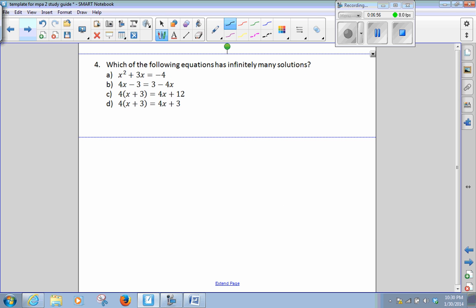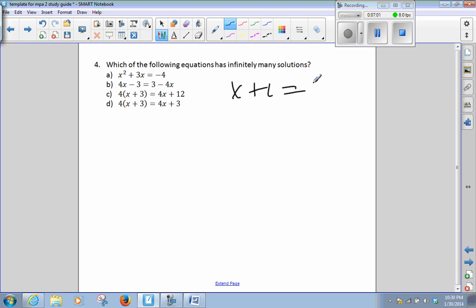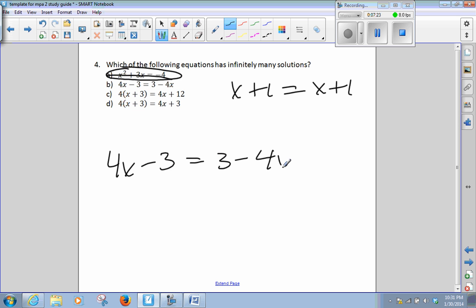Number 4, which of the following has infinitely many solutions? Remember, infinitely many is something like this, where you have the same thing on both sides of the equal sign, because that means that you could literally put any number on the planet in for x, and it would bounce out on both sides. Okay, this one with the squared is something that we actually don't even know how to do yet. Now, B sure does look an awful lot like it's got the same thing on both sides, but it's a little bit different, because here the minus 3 is negative, and over here the 4x is negative. So this one does not have infinitely many solutions.